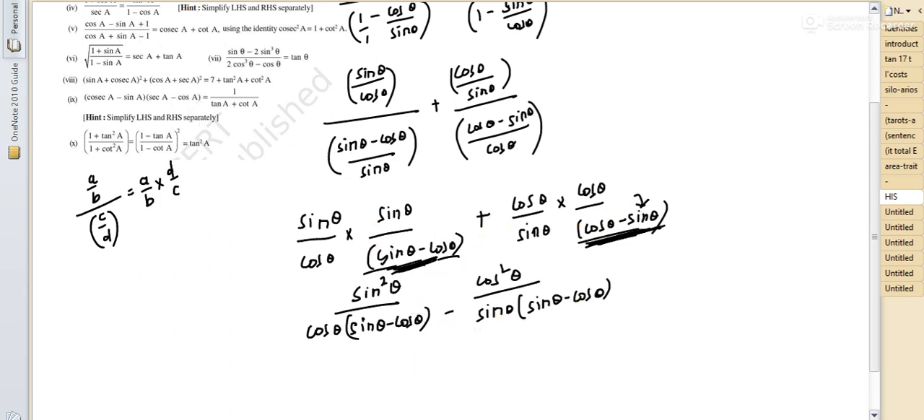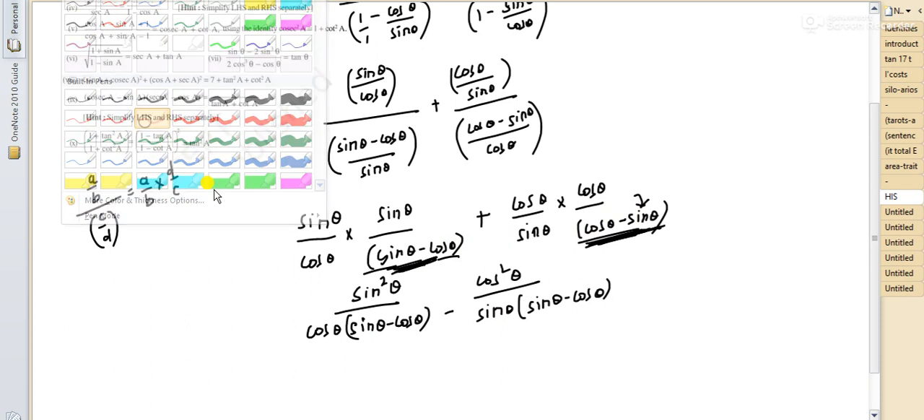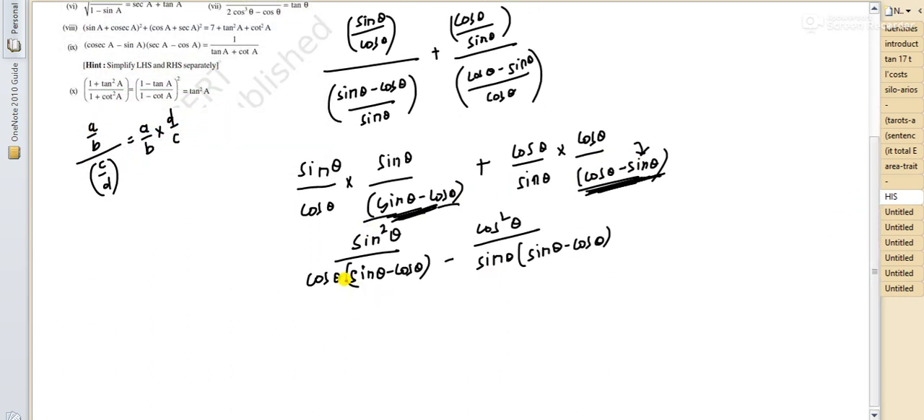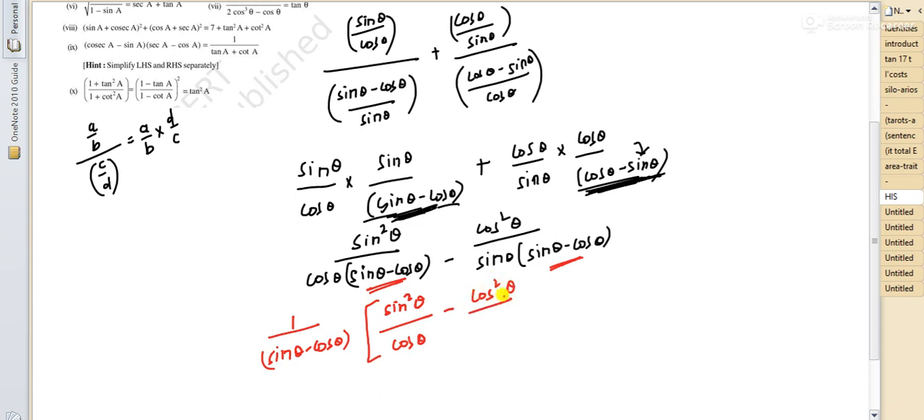Got it? Now see, can I take common now? Yes, I can. What is the common? Yes, it is 1 by sine theta minus cos theta, right? Here also it is given, in this expression also it is given, so I can take that common. So in the numerator, sorry, the remaining part will be sine square theta, correct, divided by cos theta, minus cos square theta divided by, what do we have here, sine theta. Got it? I hope you have understood.